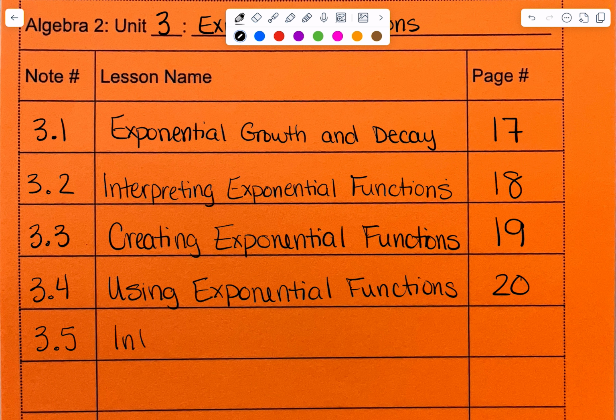And this is an intro to, I cannot spell today, intro to logarithms. For me in my notebook, this is going to be on page 21. On your notebook, just look and see what page you are on.